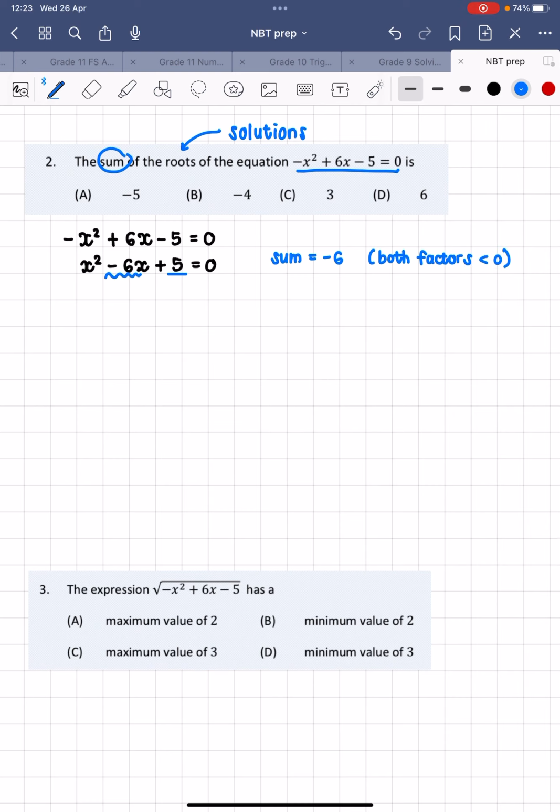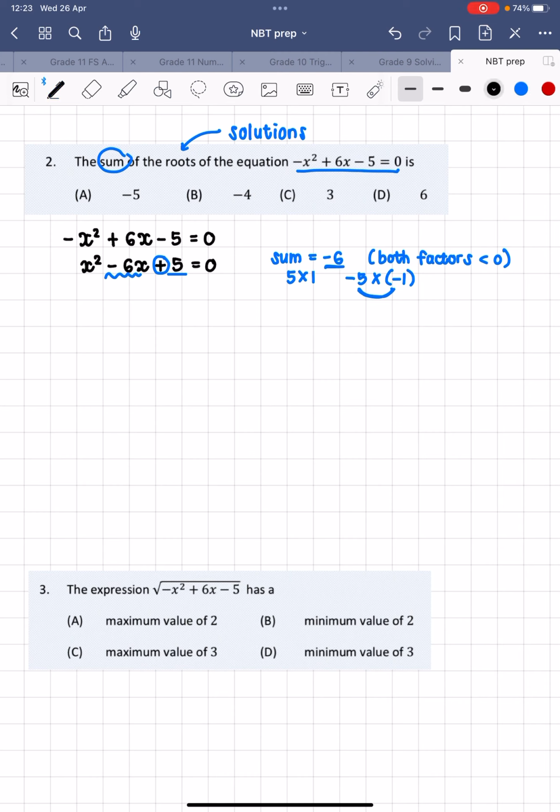That will also work because remember, if we multiply a negative number by another negative number, we are going to get a positive answer. So if we're looking for factors of 5, we have 5 and 1 because 5 times 1 will give us 5. But now we're going to have to do -5 times -1 in order to get +5 because the sum of these factors must equal -6.